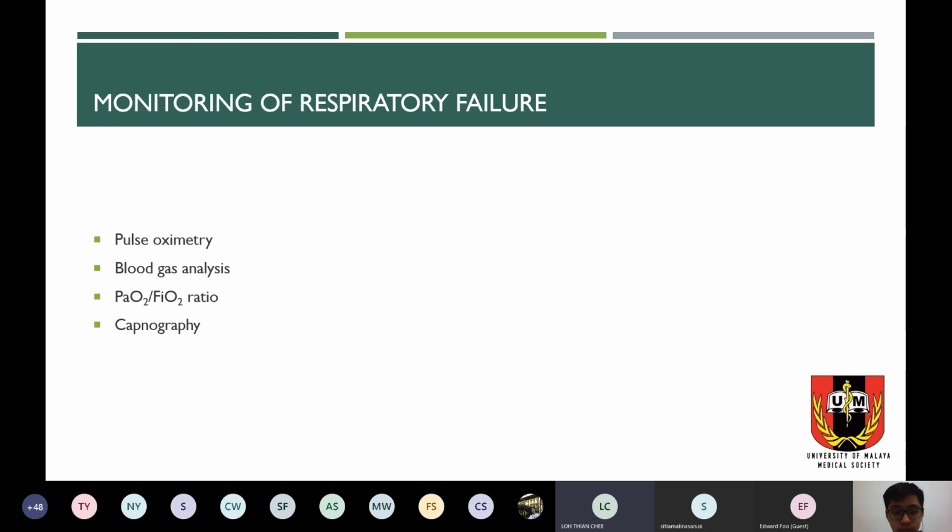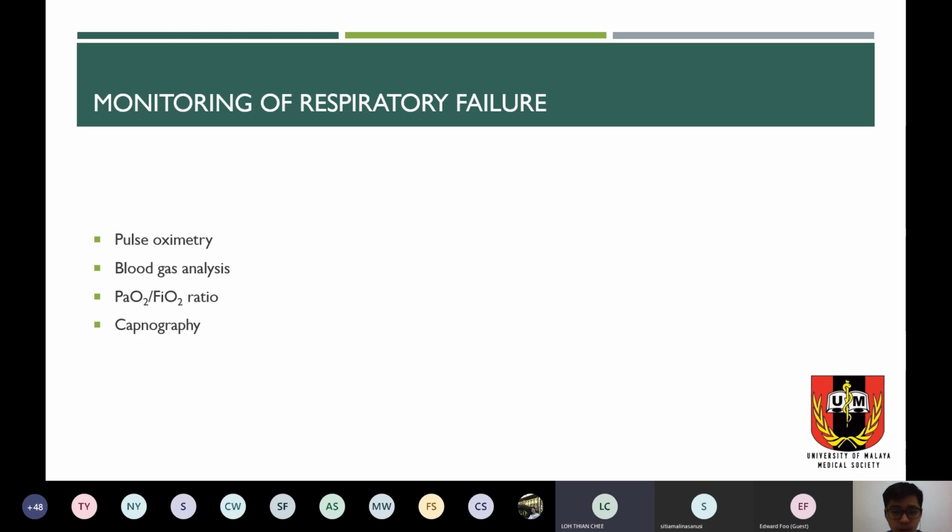I would suggest you do AA gradient as well. Have you heard of AA gradient? Yeah. So a normal hypoxic AA gradient and a high hypoxic AA gradient give you different differential diagnoses. Okay, you can go and read about it.